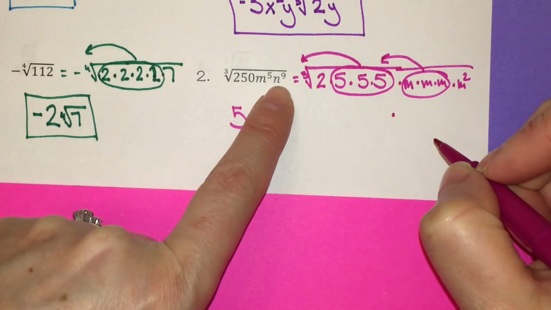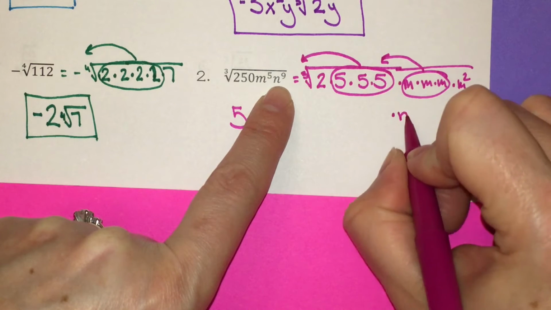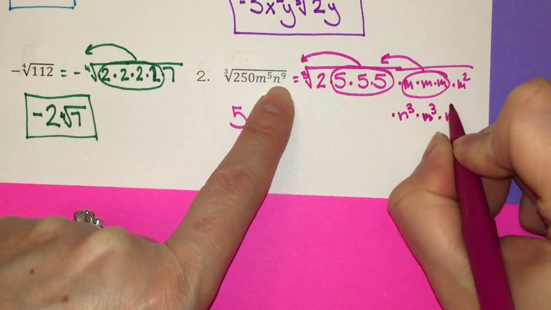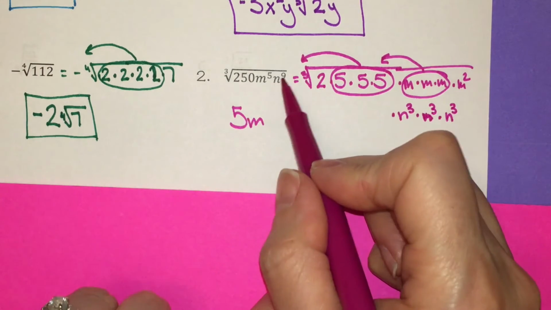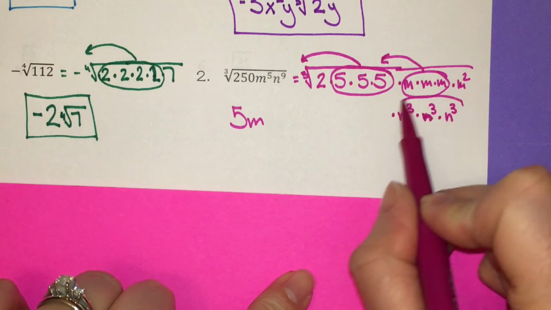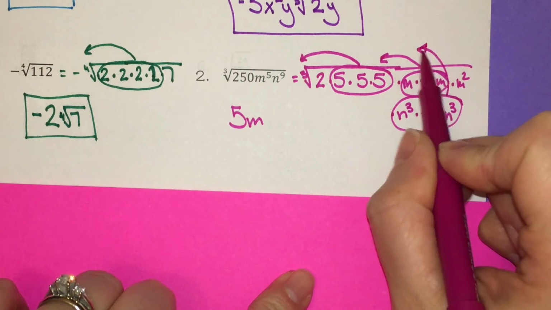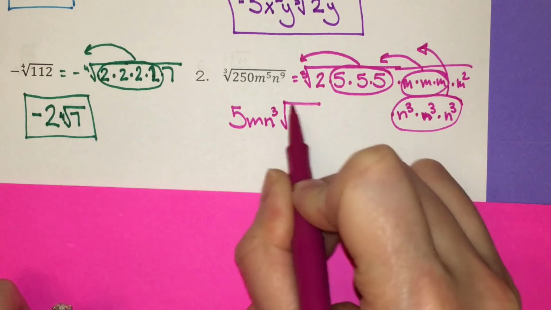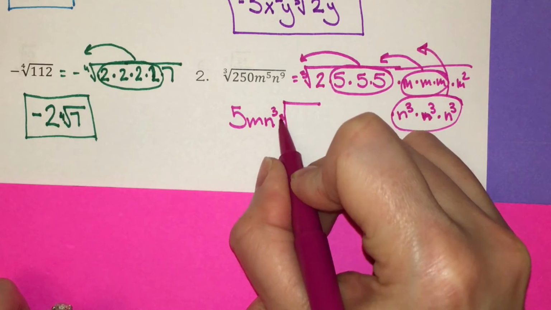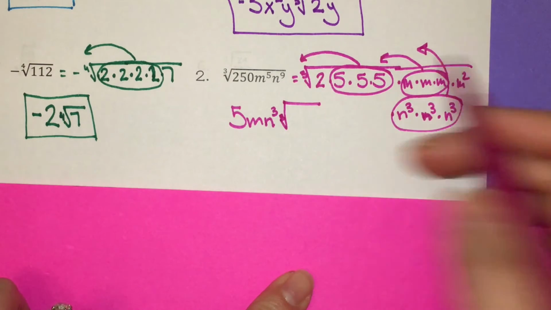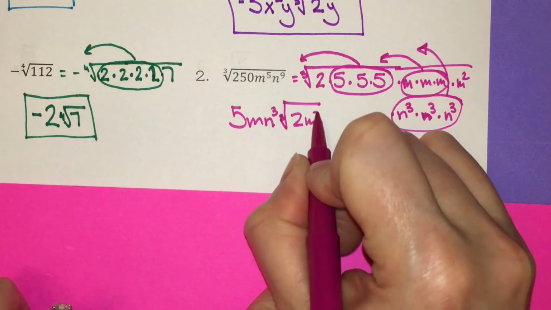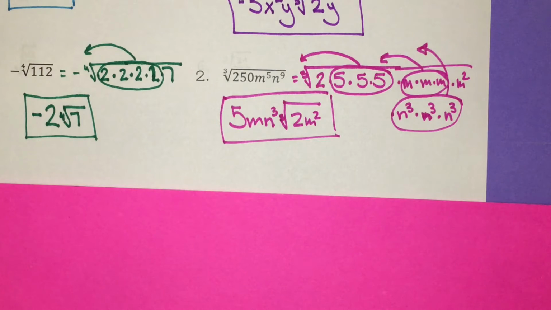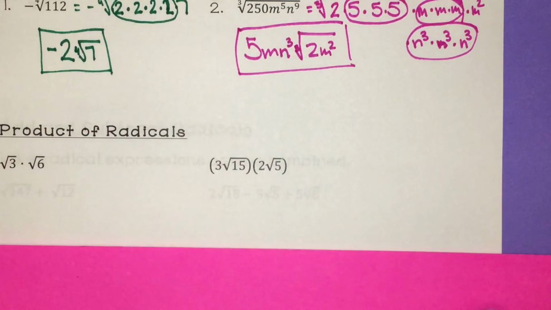Times, we have 3 groups of n. So n cubed times n cubed times n cubed is n to the 9th, because there's 3 groups. It's coming out. So we have n to the power of 3. We're left with the cube root of 2 times m squared, or 2m squared. All right, so that's just simplifying.